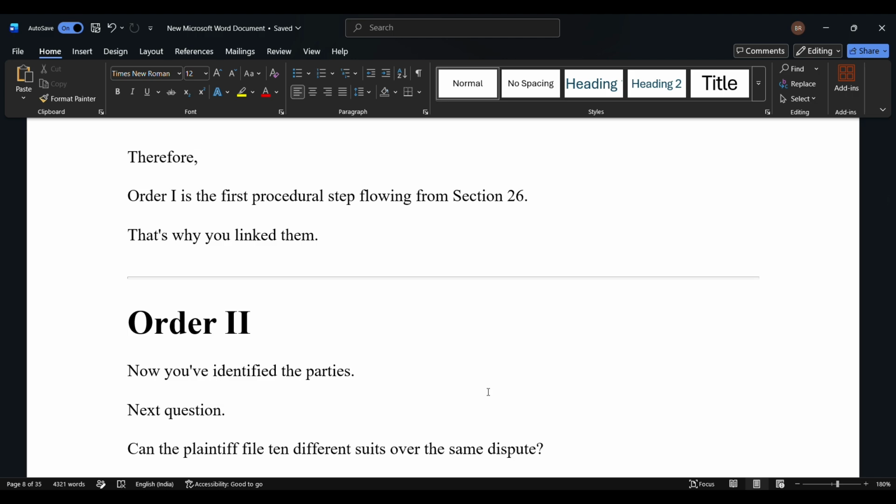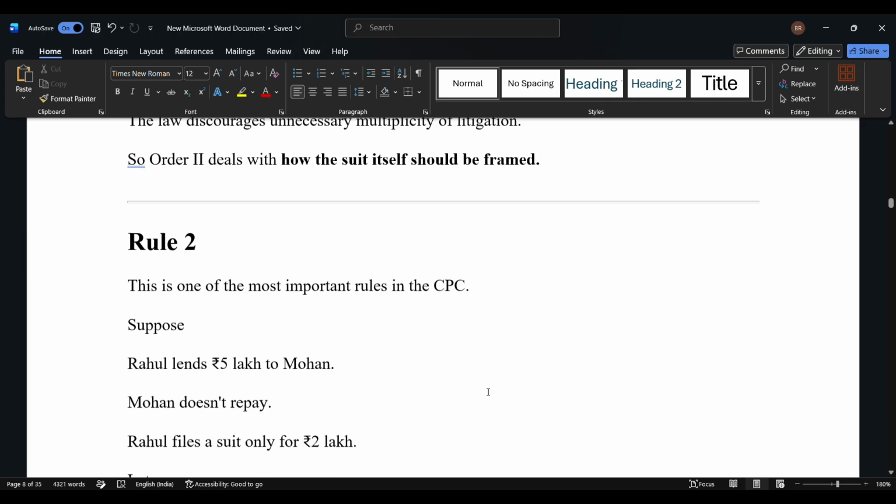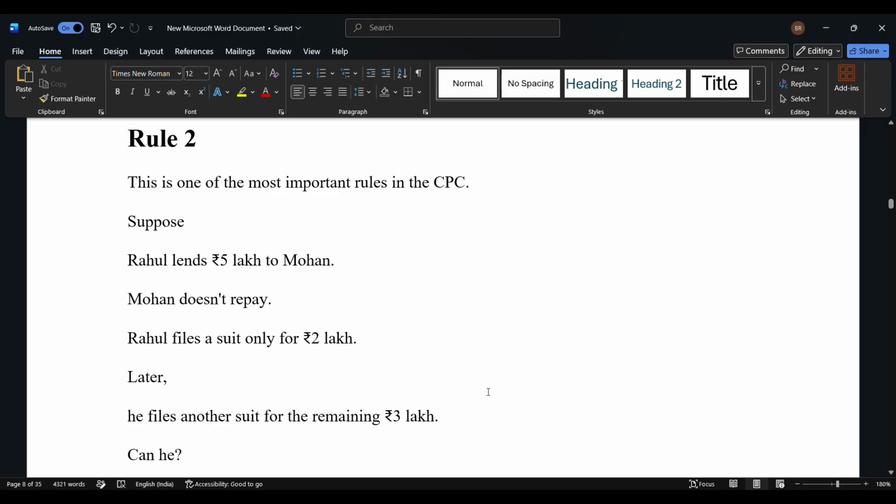Order 2. Now you've identified the parties. Next question. Can the plaintiff file 10 different suits over the same dispute? No. The law discourages unnecessary multiplicity of litigation. So Order 2 deals with how the suit itself should be framed. Rule 2. This is one of the most important rules in the CPC.